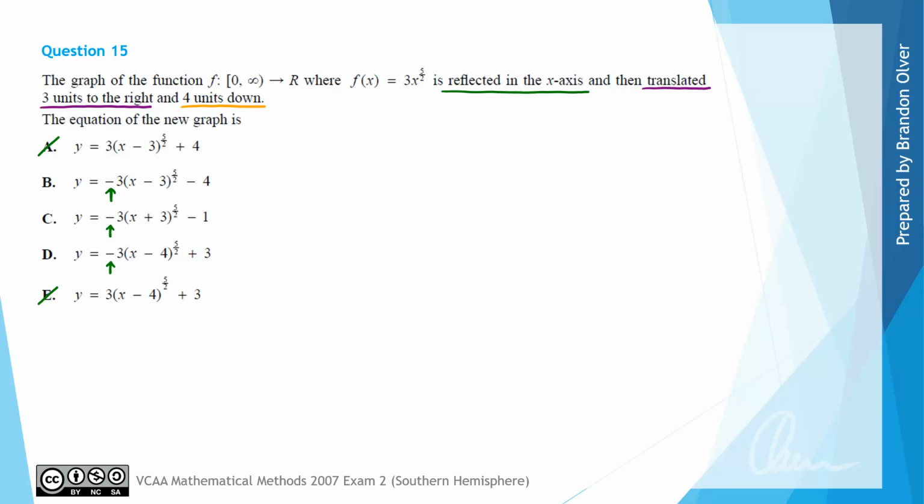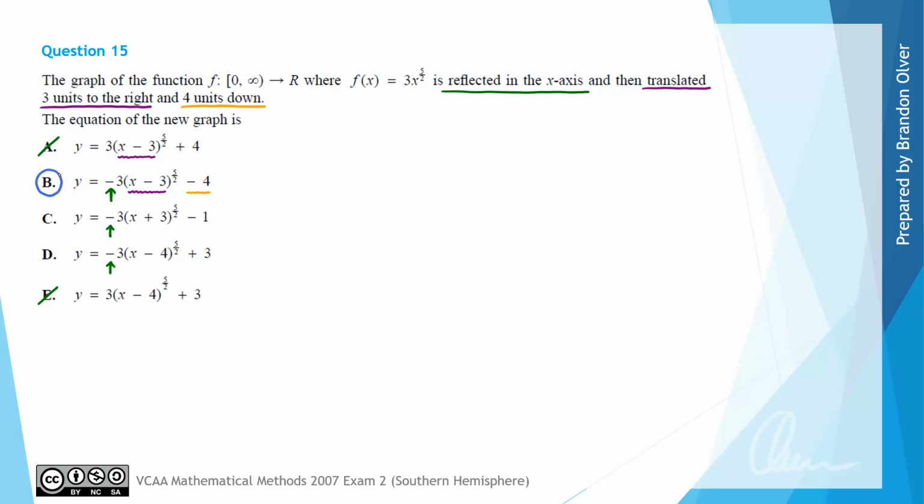Next, if we want to translate the graph 3 units to the right, we actually need x subtract 3 inside the rule. So that appears in B and A, but A has already been taken out, so it's looking like our answer is B. But we can check that the translation of 4 units down is in fact a negative 4 on the end of the equation. And B is the only one with all three of those things, so that means that B is in fact the correct answer to this question.